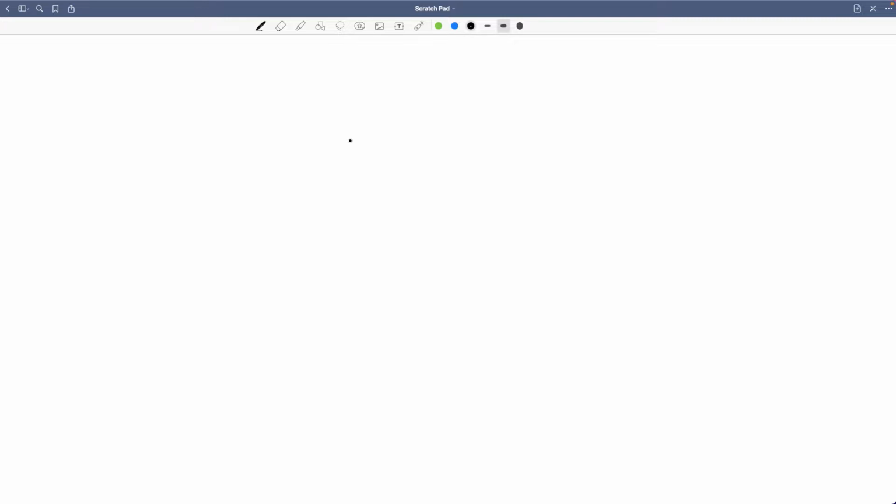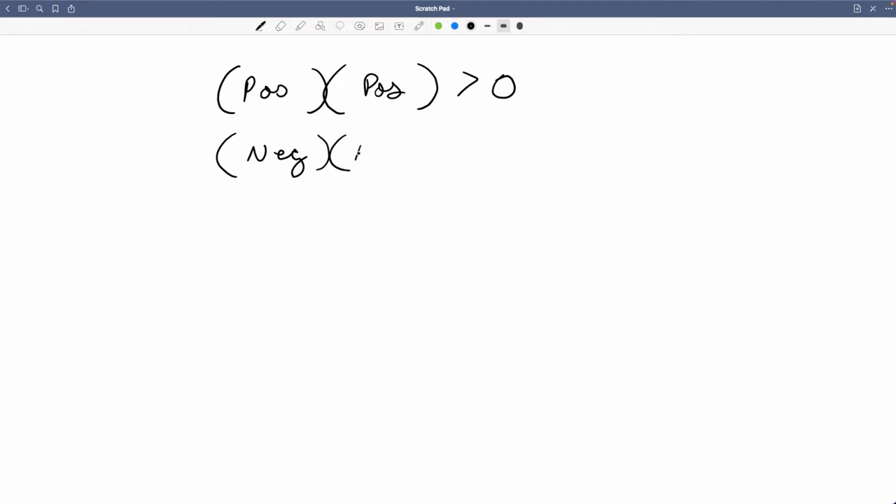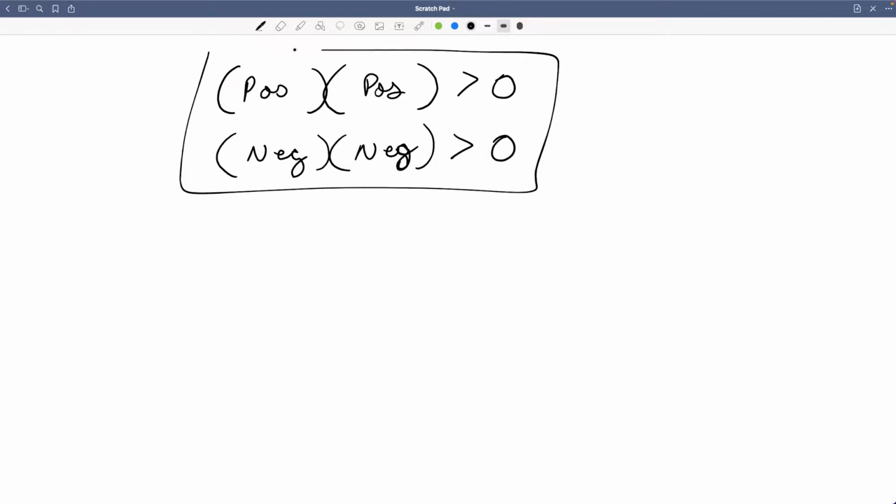What if we had a quadratic equation? We would have factors, right? We would factor it into binomials. So this would have to be a positive number, and this would have to be a positive number to be greater than 0, because a positive times a positive is greater than 0, but also a negative times a negative is greater than 0. So how do we account for that? First of all, put that in your notes.